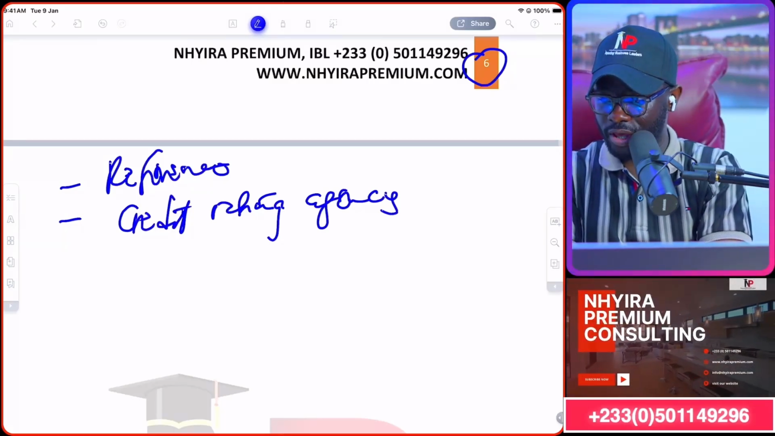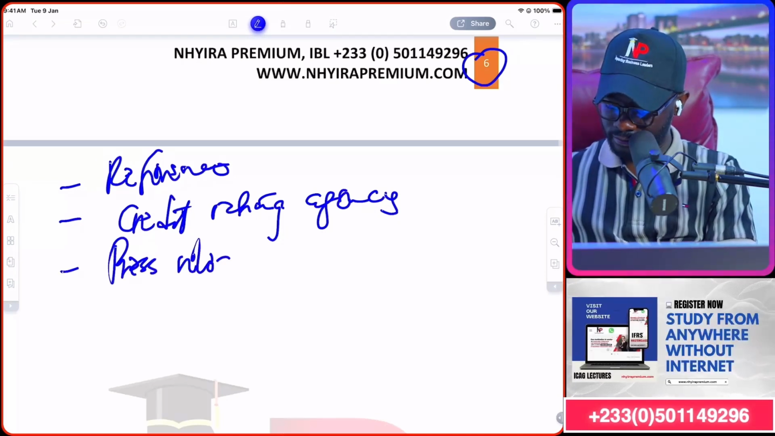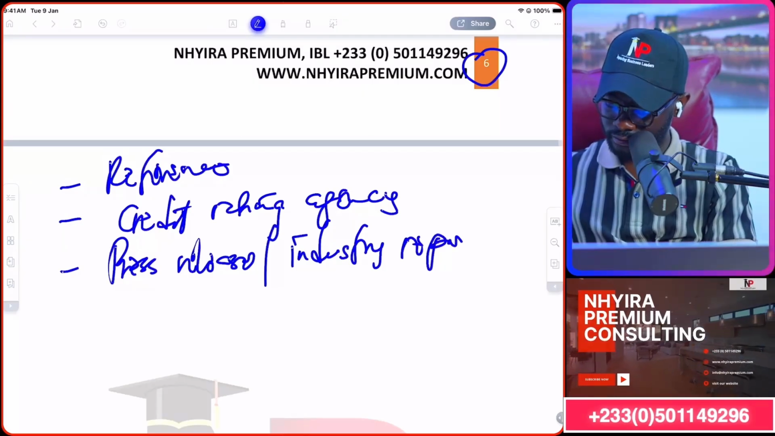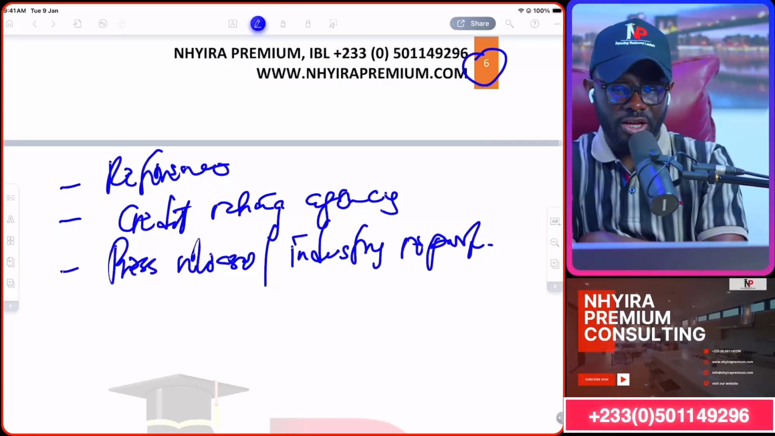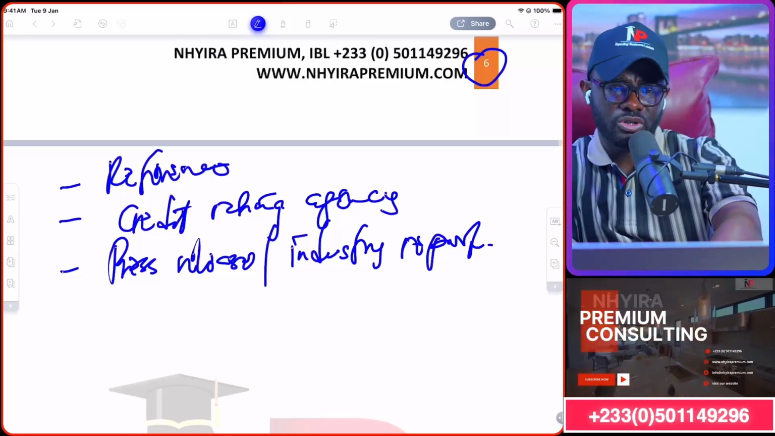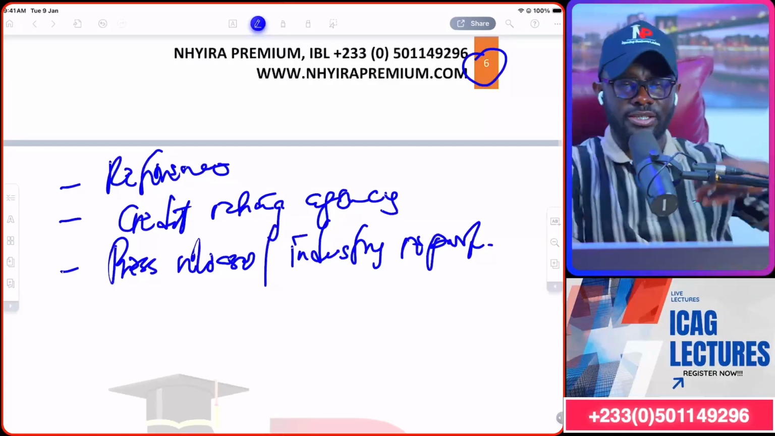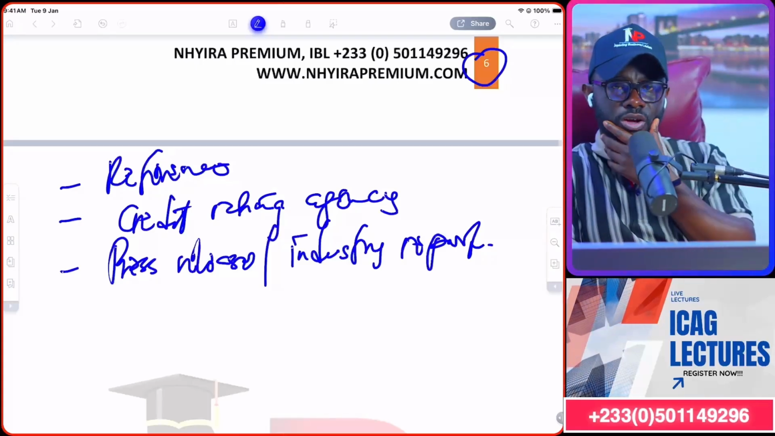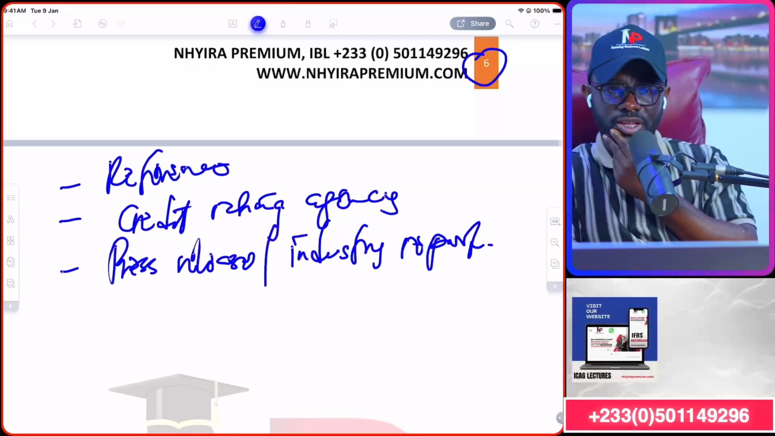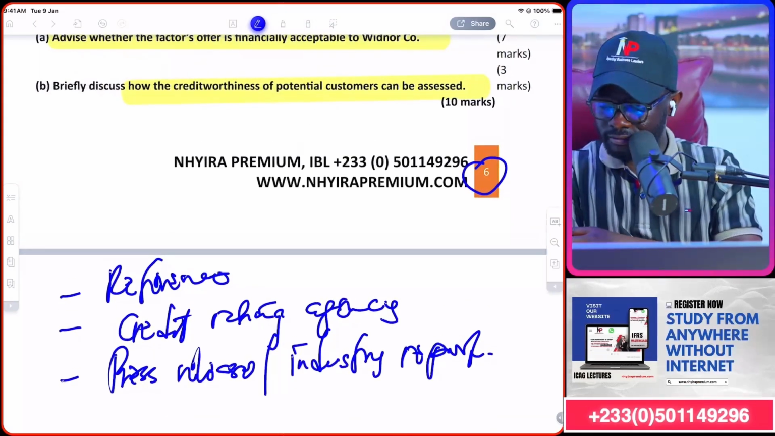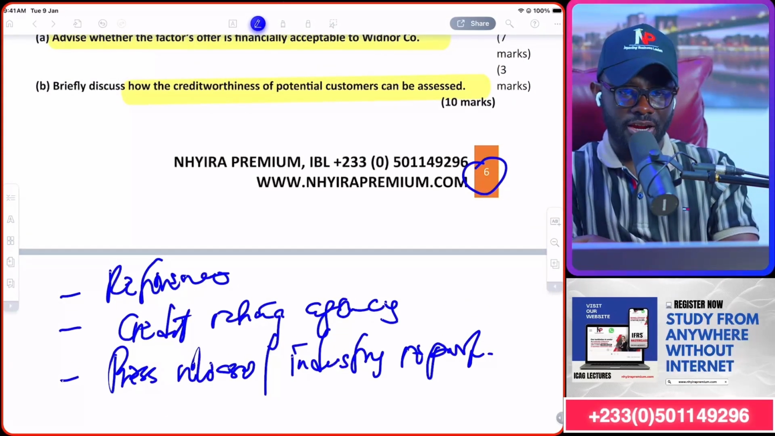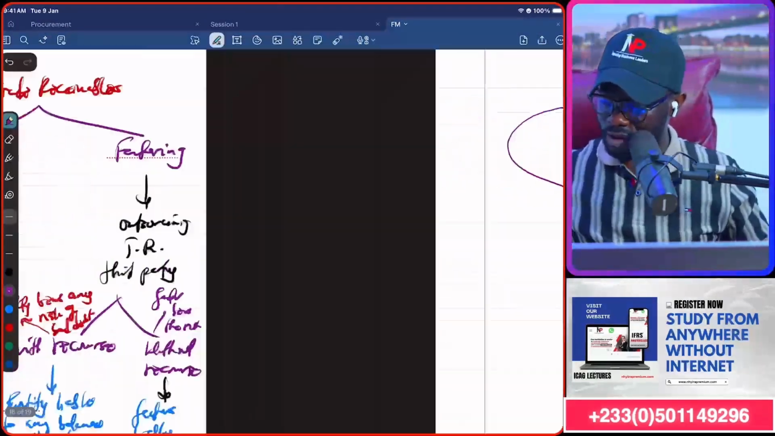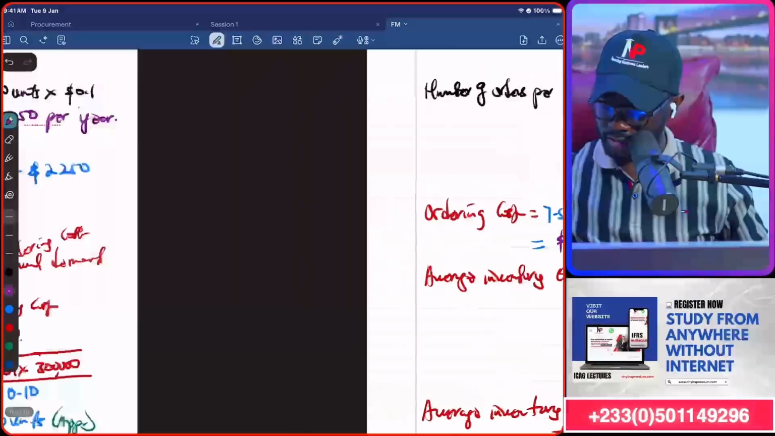Another thing will be press releases or industry reports. Press releases and/or industry reports can also be used because the press releases and reports going on can give us an idea, a clue on exactly what is happening within the industry. So these are some of the ways that we can assess the creditworthiness of customers. And that is what you must understand when we talk about trade receivables management.